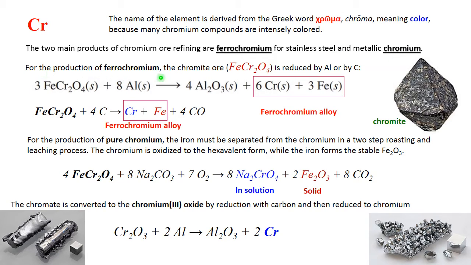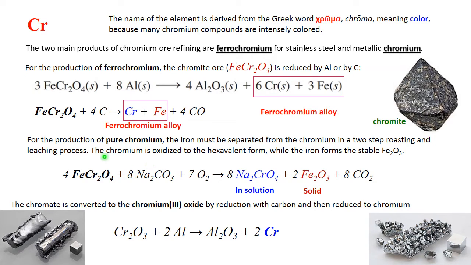For production of ferrochromium, chromite ore, which is iron chromium oxide, is reduced by aluminum or by carbon. In such a fashion, you have aluminum oxide and chromium and iron metal. They make an alloy. In both cases. For production of pure chromium, iron must be separated by a roasting and leaching process.